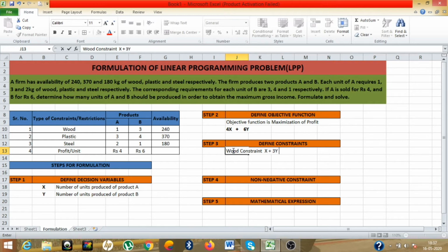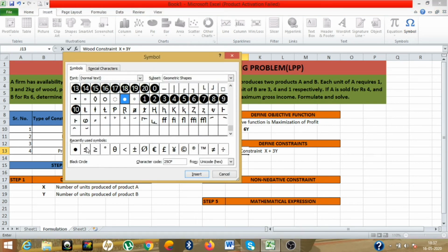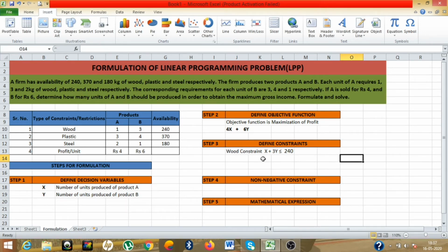x plus 3y less than equals to 240. Okay, so wood constraint becomes x plus 3y less than equals to 240, which means he is having the maximum availability of 240, so he can use either 240 or less than 240, hence we have written less than equals to sign.